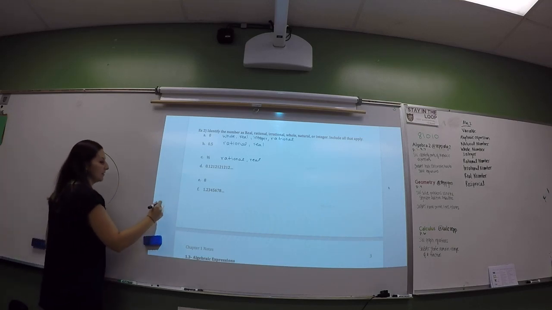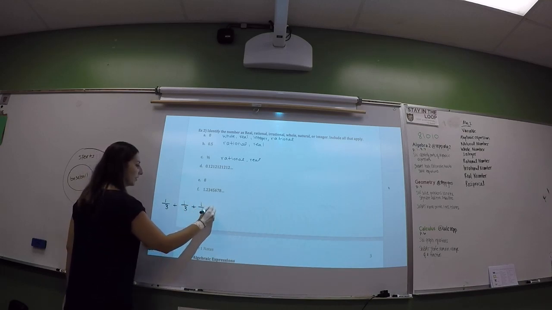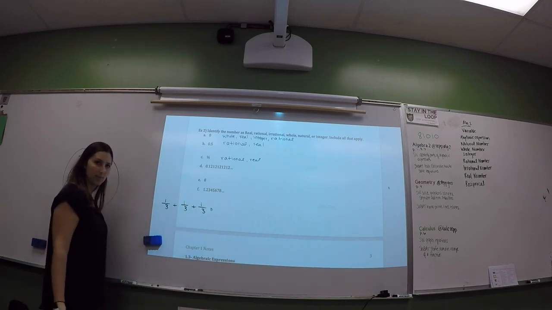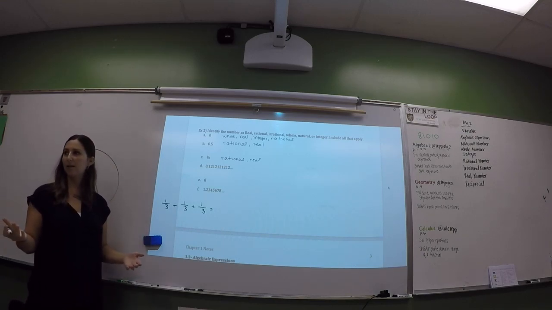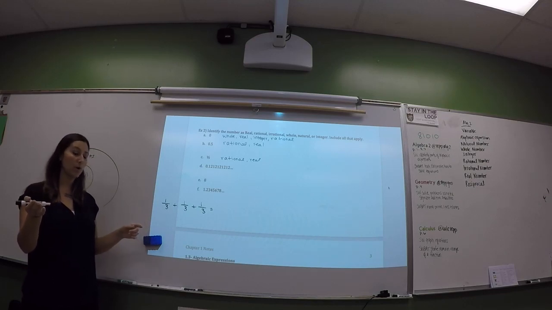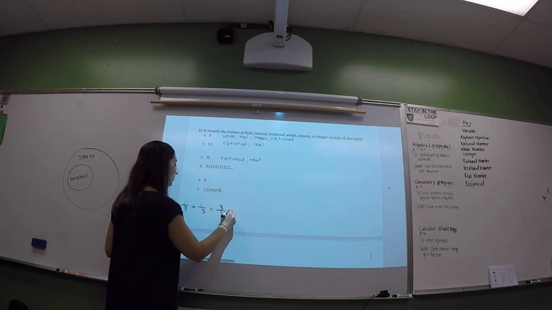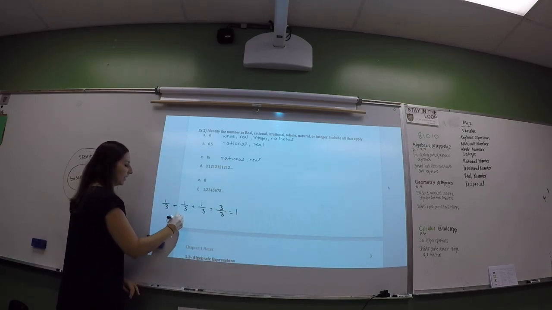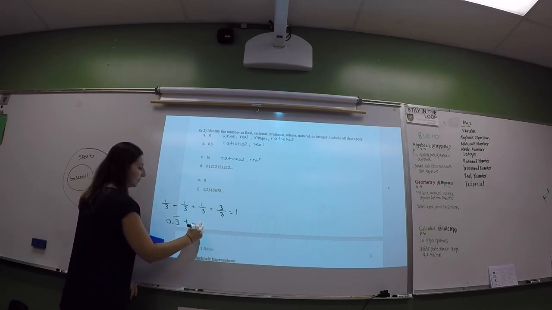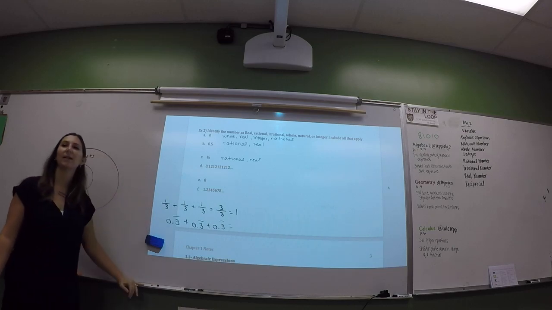What is 1/3 plus 1/3 plus 1/3? 1. What did they teach you when you added fractions? You add the numerators. You add 1 plus 1 plus 1, you get 3. Put that over the denominator and this simplifies to 1, right? Okay, well what if I had 0.3 repeating? What is 0.3 repeating plus 0.3 repeating plus 0.3 repeating? 1.